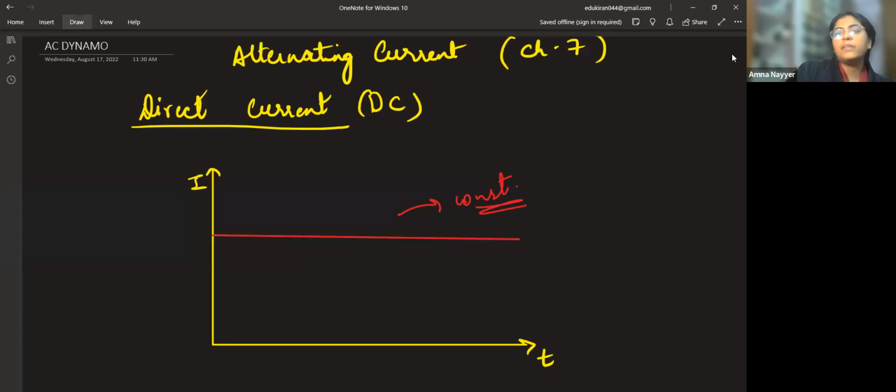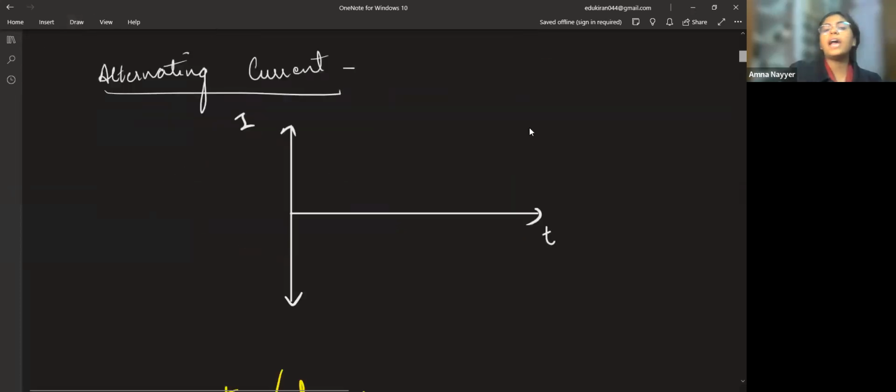But when we talk about alternating current, we have variations of current. You will see current is increasing, then it's decreasing. It is depending upon time, upon angular frequency, upon the distance. So many parameters are there which will determine the current. All right. So alternating current means the current is changing with respect to time.